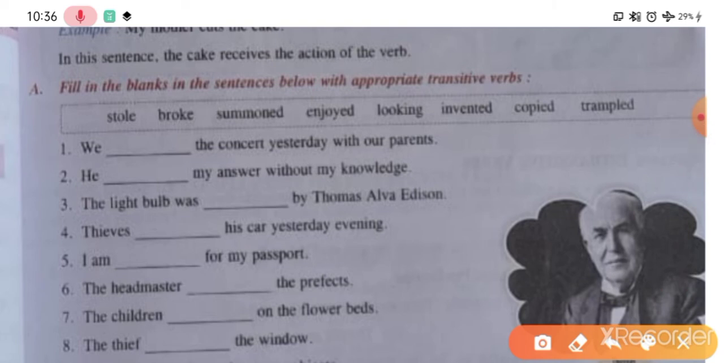See, one more exercise is coming. Fill in the blanks in the sentences below with the appropriate transitive verb. So these all are transitive. First of all, this is clear, and simply we have to put the right verb here. So just try to find out here: we dash the concert yesterday with our parents. So what should it be?